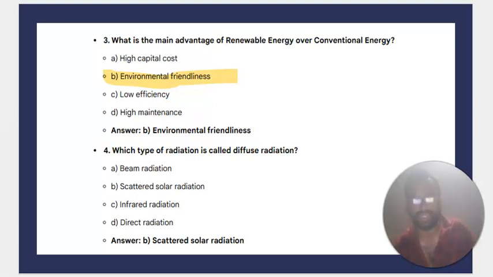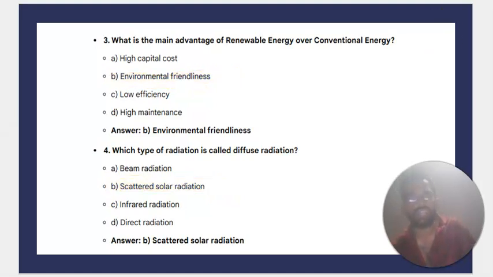Now coming to the fourth bit. What type of radiation is called diffuse radiation? The four options are: beam radiation, scattered solar radiation, infrared radiation and direct radiation. Scattered solar radiation is called diffuse radiation, so the answer is B.